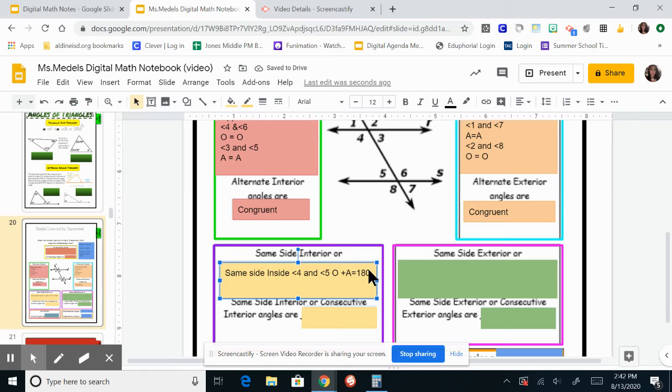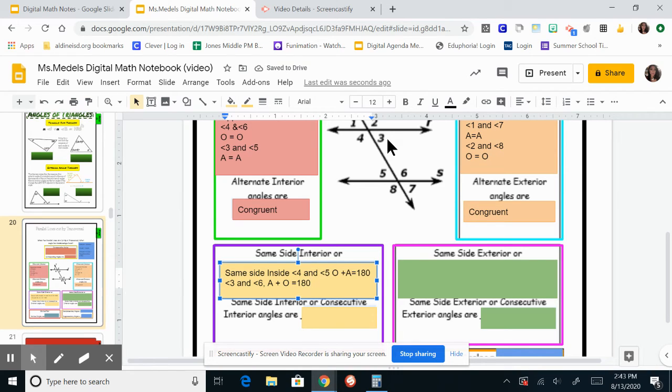Okay, I also have another set of same side interior angles, and that is going to be angle 3 and angle 6. They are on the same side of the transversal, inside. So again, I can see that angle 3 is an acute and angle 6 is an obtuse. So if I have an acute and an obtuse, I know that's going to equal 180.